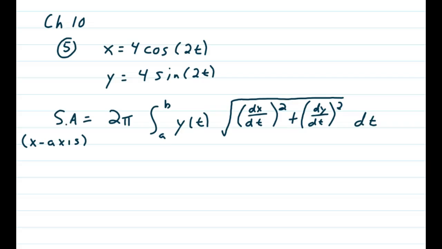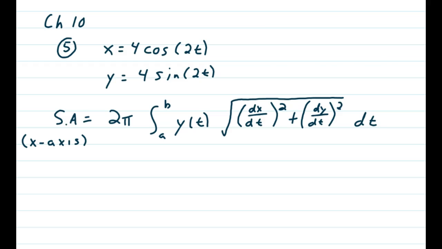Chapter 10, Problem 5. The parametric equations x equals 4 cosine of 2t, y equals 4 sine of 2t. We are trying to find the surface area revolved around the x-axis. The formula is 2 pi, integral from a to b. You use y of t because you're going around the x-axis. If you're going around the y-axis, use x of t. And then you have the distance formula, square root of (dx/dt) squared plus (dy/dt) squared.